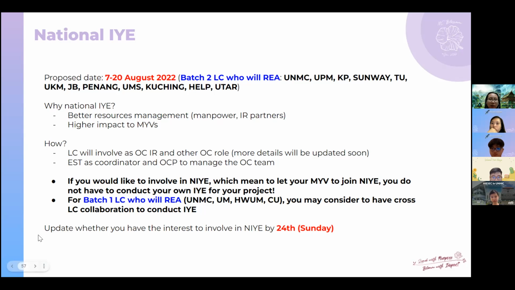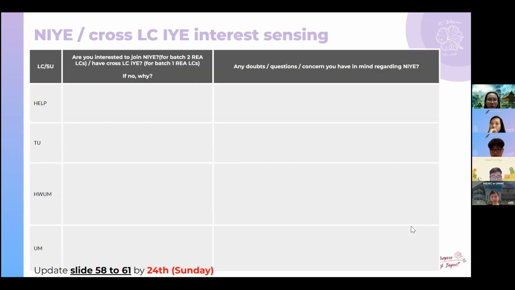So yeah, what I want is that I'll tell them whether you have the interest to be involved in an IYE by 24th of Sunday. So this is actually the slide for you. Just review this slide basically. Are you interested to join an IYE for the batch 2 realization LC and also have collaboration cross LC IYE for batch 1 realization LC?